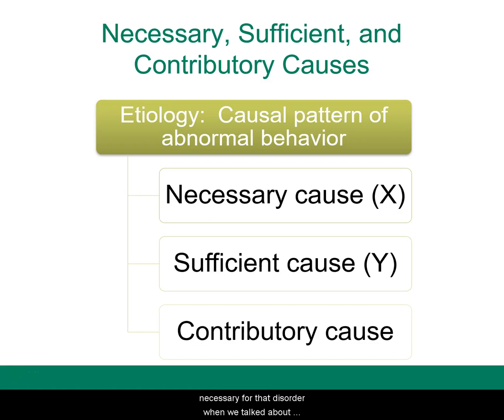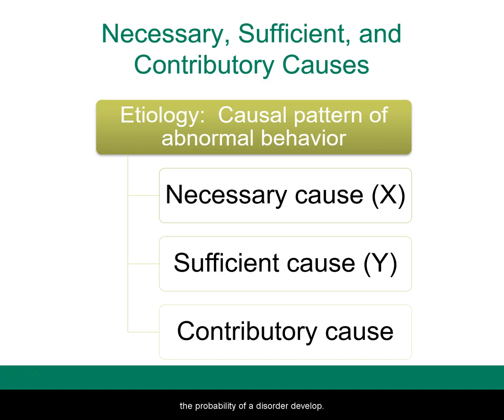When we're talking about sufficient cause, it's a condition that guarantees the occurrence of a disorder. The example here is hopelessness. If hopelessness exists over a period of time, then depression will occur. So hopelessness is sufficient to cause depression.